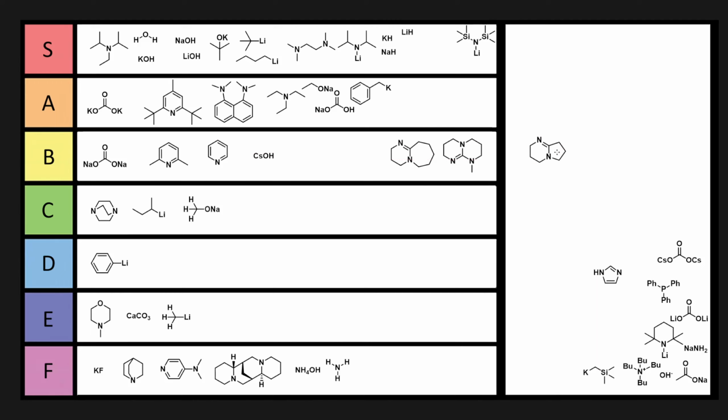Now, DBN is like DBU, but instead of having a seven-membered ring here, it has a five-membered ring here. And so the total number, instead of being 11, ends up being 9. So this is just a nonane instead of an undecane. So DBN is like DBU, similar in terms of reactivity as a base. It's a little bit less commonly used, so we're going to put it in D tier.